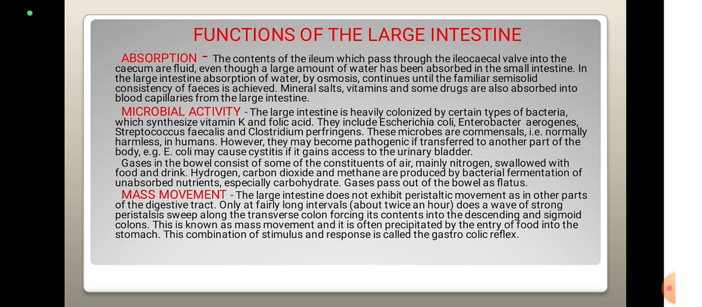Mass movement. The large intestine does not exhibit peristaltic movement as in other parts of the digestive tract. Only at fairly long intervals, about twice an hour, does a wave of strong peristalsis sweep along the transverse colon, forcing its contents into the descending and sigmoid colons. This is known as mass movement, and it is often precipitated by the entry of food into the stomach. This combination of stimulus and response is called the gastrocolic reflex.